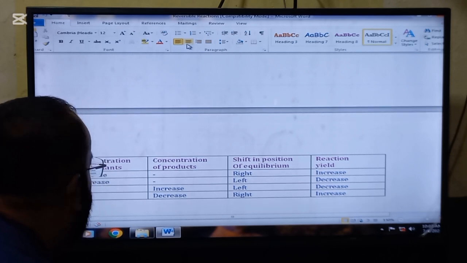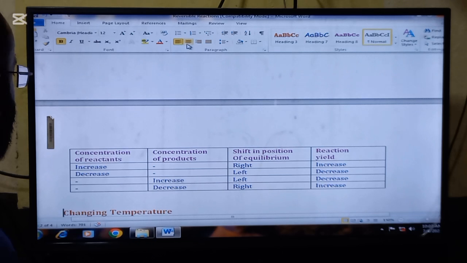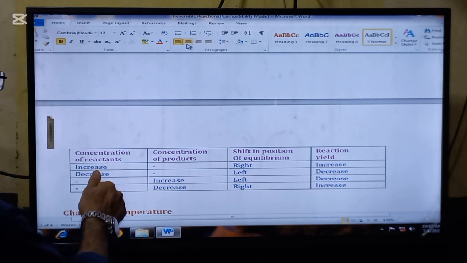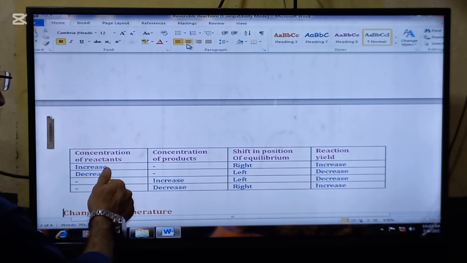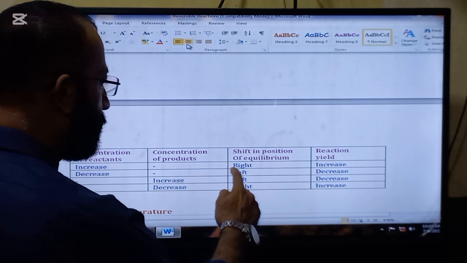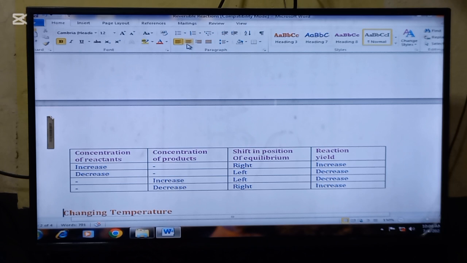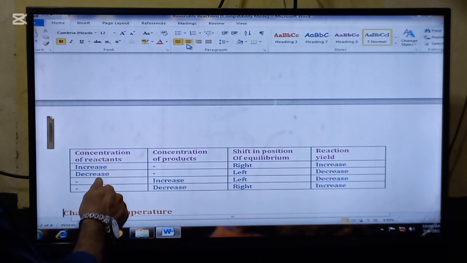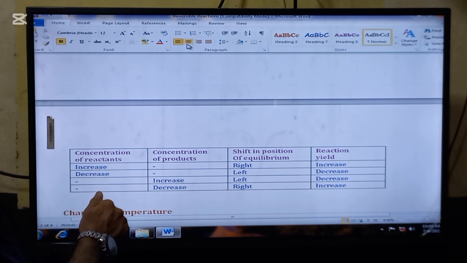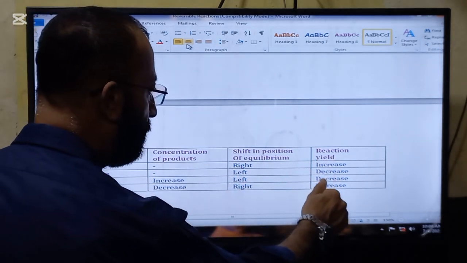Here is a table that will explain more. If the concentration of the reactants is increased, there will definitely be more particles of the reactants. They will collide more frequently, and the position of the equilibrium will shift towards the right, and the reaction yield will be increased. On the other hand, if the concentration of the reactants is decreased, there will be fewer particles of the reactants, so the effective collisions will be fewer. The position of the equilibrium will shift towards the left, and the reaction yield will decrease.